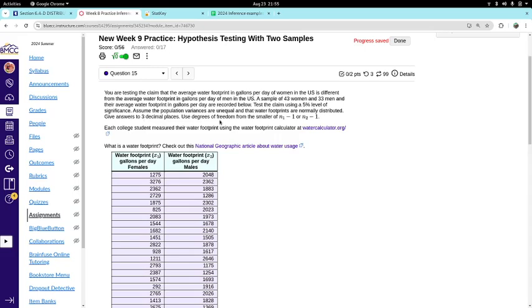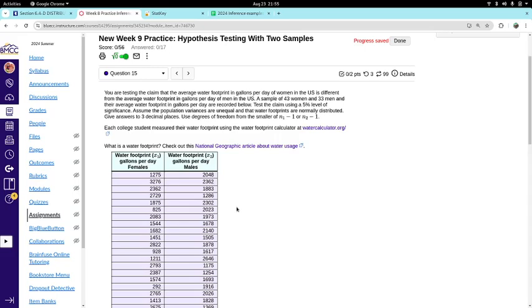And for the degrees of freedom, because this is a t-test and we don't know the population standard deviation, we're going to go with the smaller degrees of freedom rather than the more complicated version.